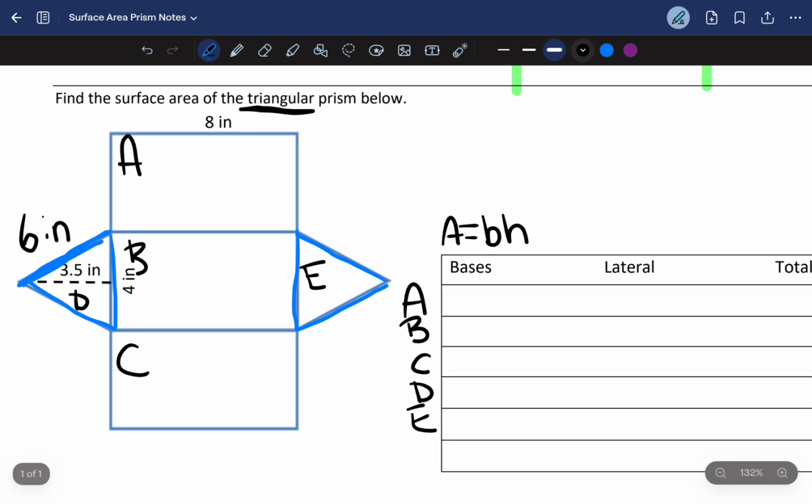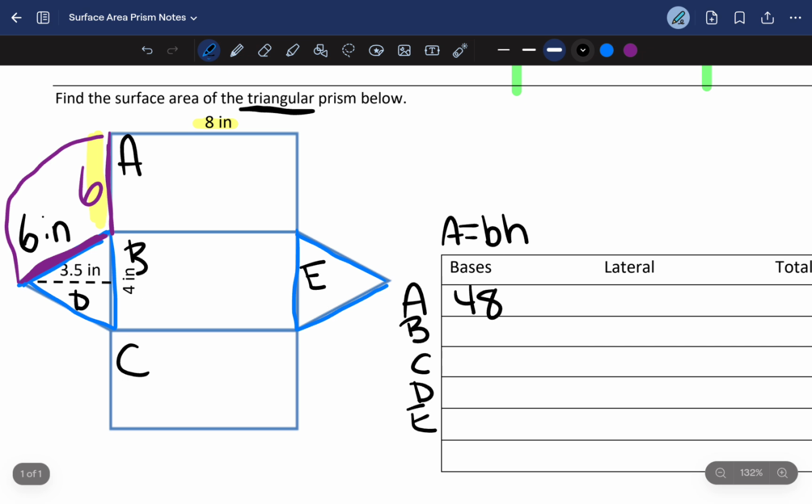So looking at A, we have 8, but then I'm missing this measurement right here. Well, if we reference like I showed you with the rectangular prism, and I'll color this in purple. So this 6 inches, if we were to fold it over, it would touch here. So these corners would touch each other right here. And that tells me that this is going to be 6. So I'm going to put 6 right here. Well, all I have to do is just base times height. So 6 times 8 gives us 48.